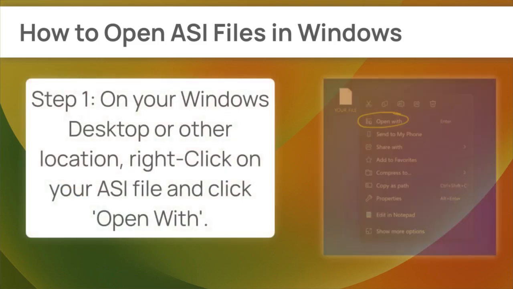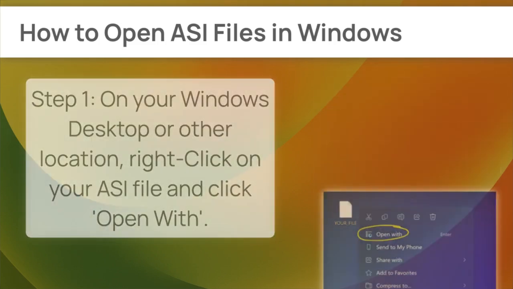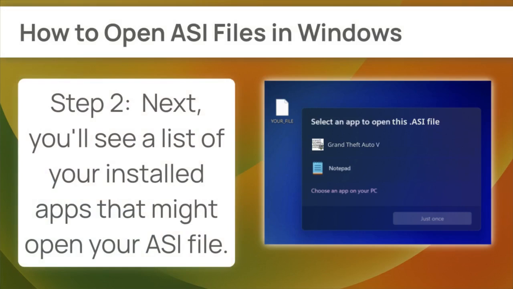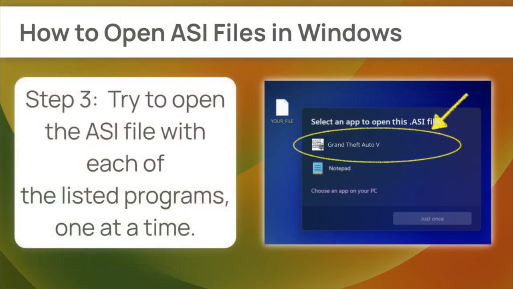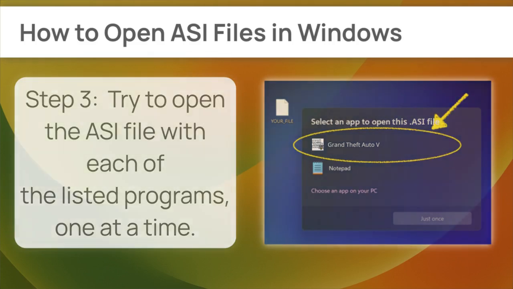Start by right-clicking the ASI file and selecting Open With. Test Grand Theft Auto V first if it's installed. If you don't find it, pick any other option. Some ASI files are very particular about the opener.